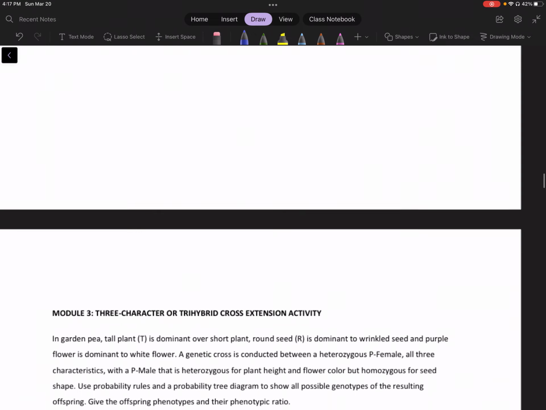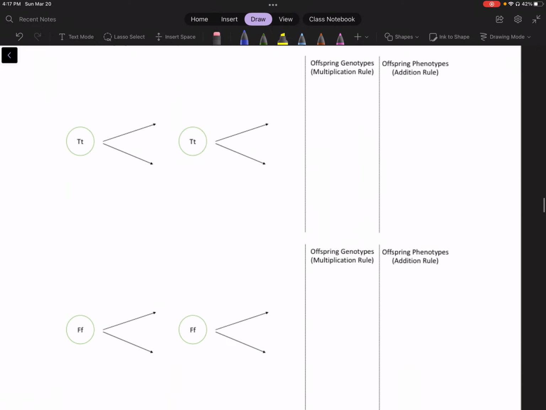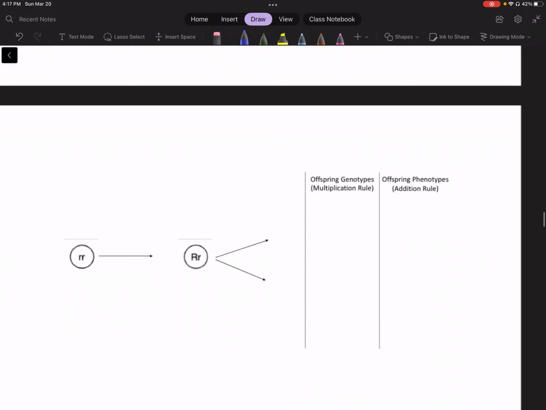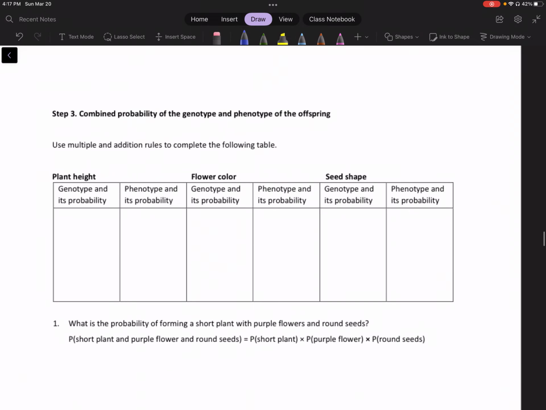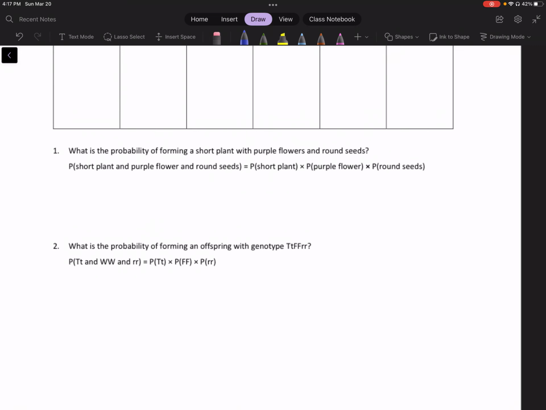Okay? And so that gives us that a trihybrid cross is the exact same thing. We're going to do 3 different traits, so that's the first trait, second trait, third trait. You would go through this probability again, and then I'd ask you, what are the chances of these occurring? You multiply those across, and that's what we do.